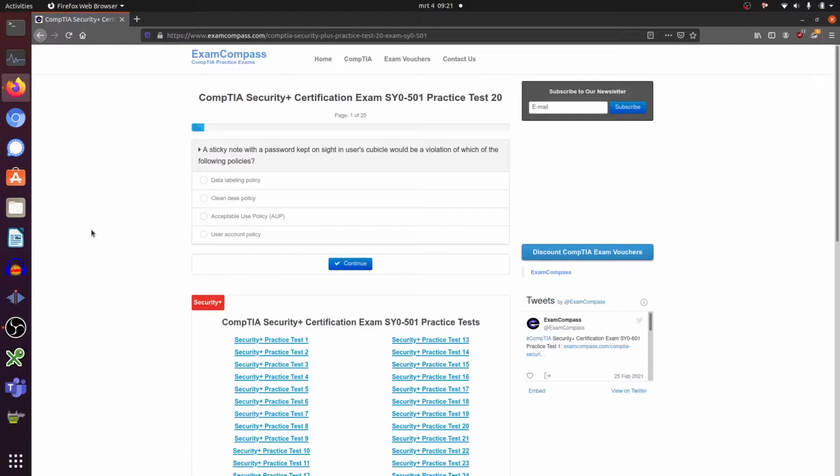A sticky note with a password kept on site in the user's cubicle would be a violation of which of the following policies? A clean desk policy. A clean desk policy: when you leave, there shouldn't be anything on your desk, especially passwords and usernames, so minimize the risk. Don't leave USB drives there. Just keep your desk clean. And always lock your computer when you leave.